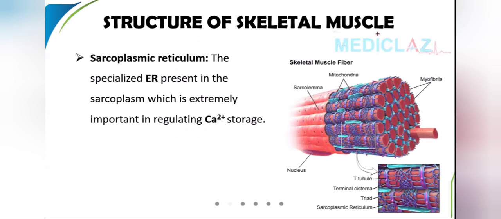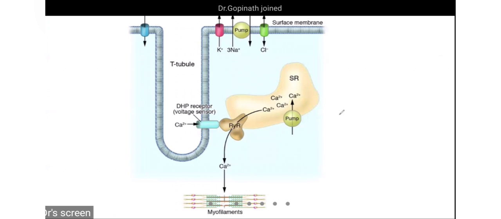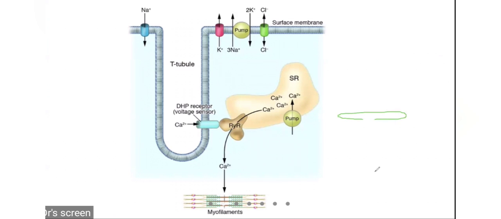Next, I told you about the T tubule. Why is it called a T tubule? Because it is in the shape of a T, something like this. This T tubule is situated on the terminal cisternae. This is what we are seeing, the shape of a T.